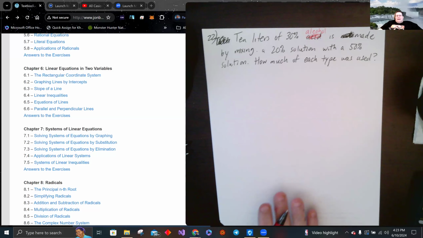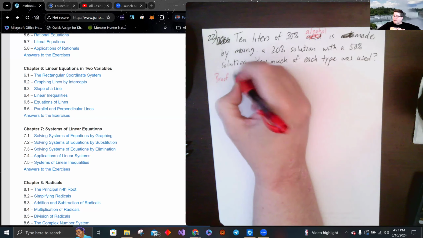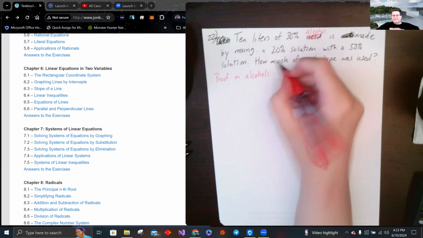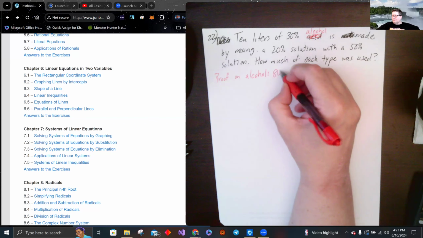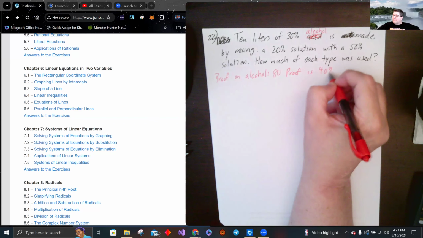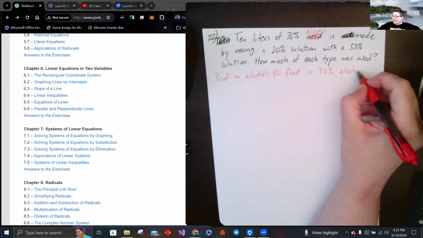This is where you get alcohol at different proofs. So proof on alcohol, like 80 proof. Here's your learning for the day: 80 proof is 40% alcohol. That is common, like vodka or something like that.